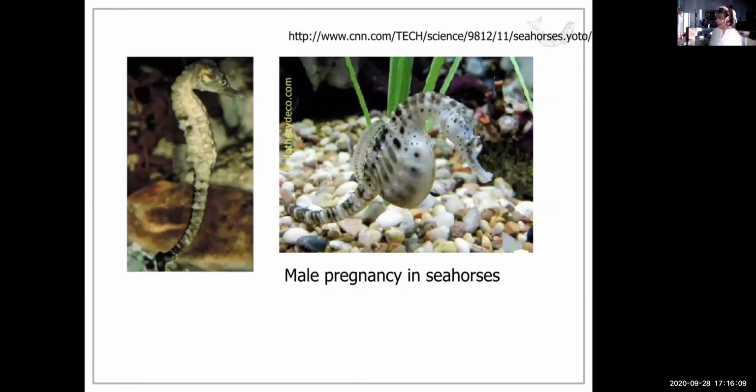Some even have male pregnancy. It's not really male pregnancy. The female deposits the eggs in the male's pouch, and the male then grows a membrane around the eggs, and that protects them from the environment.